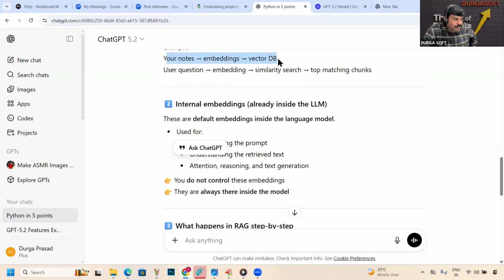Assume that the answer should come only from my nodes. My nodes are converted into embeddings and stored in the vector DB. Next, the user question is embedded, and the top matching chunks from the vector DB are going to be considered.